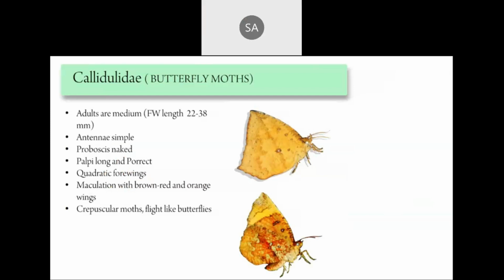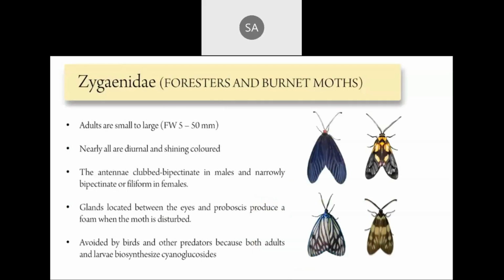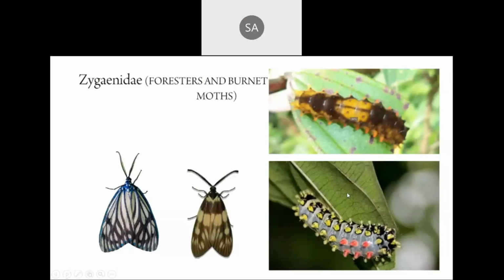So let's see some families of different moths. I will not explain much, but just see, so that sometimes if you see a moth, you can classify it according to the family. So first is butterfly moths, the moths that look like butterflies. They belong to the Callidulidae family. Next slide. Then forester or burnet moths, they are classified as Zygaenidae. These moths you can see when you go for a trek, these moths always rest on the leaves. Next slide.